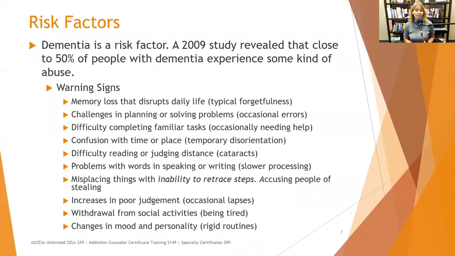Increases in poor judgment, as opposed to occasional lapses in judgment. Withdrawal from social activities can be a sign of dementia, because it's harder for people with dementia to understand what's going on. They don't feel understood. They get confused easily, and it starts to become a very scary place. Now, some people, as they get older, get tired, and they're not going to want to do as much. If they were on the go all the time, as they get older, they may slow down a little.